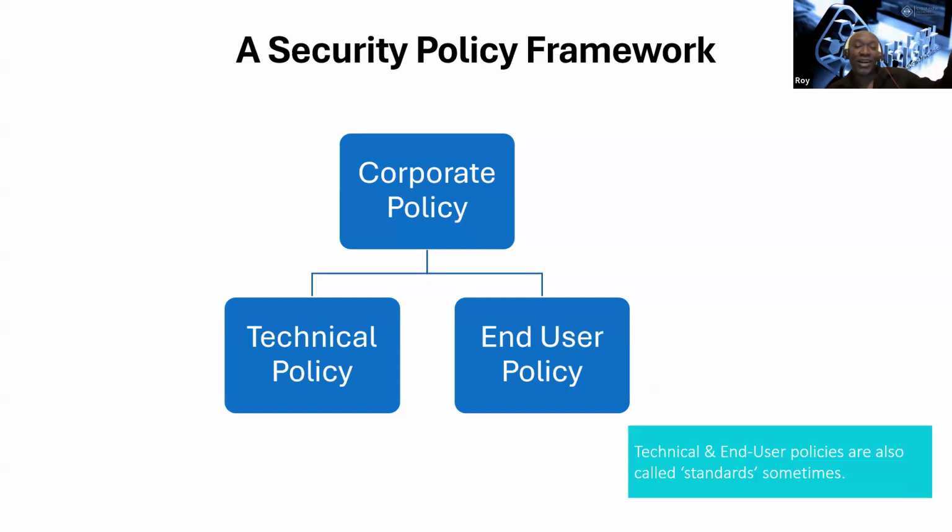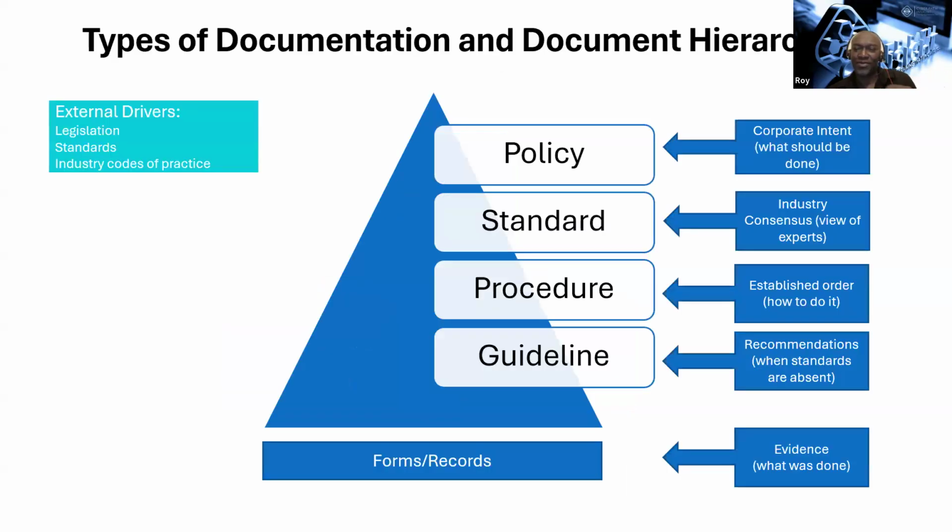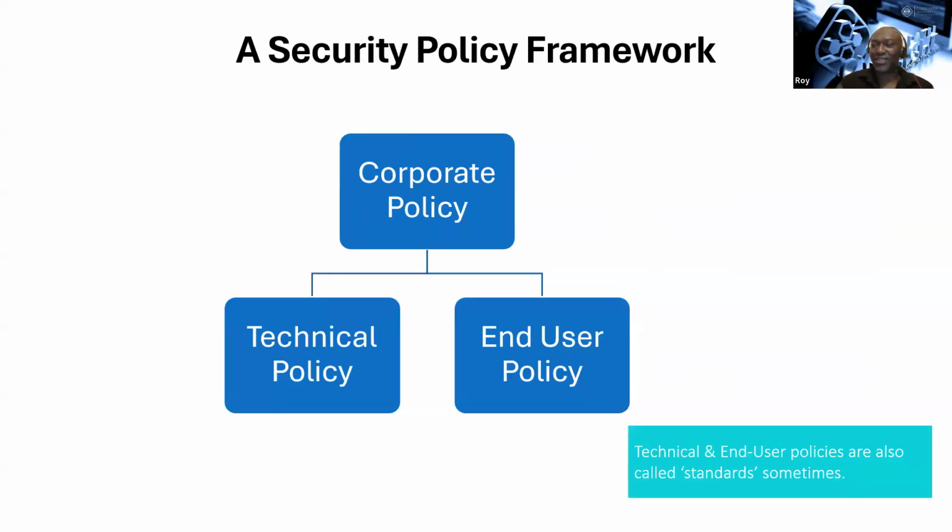That's why you see in our previous picture, a drop from policy was standards. So standards are industry consensus, technical policy, end user policy. They are sometimes referred to as standards and sometimes even standard operating procedures. So it's just a technical term, okay? And then below standards, we have procedures. Some frameworks put procedures above standards, like QMS, quality management systems. They have procedures before standards, okay?